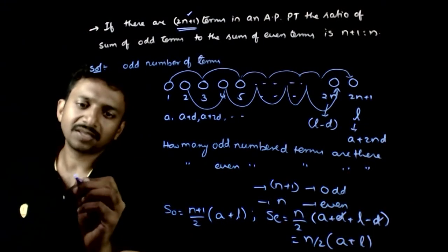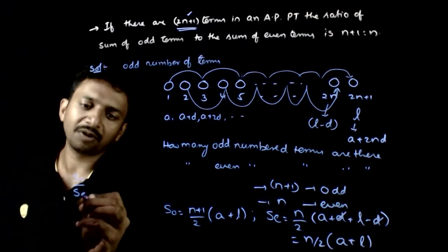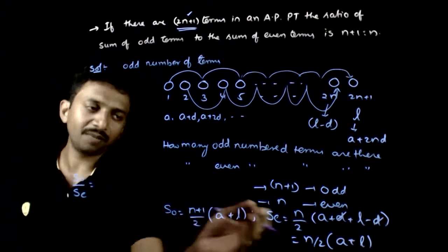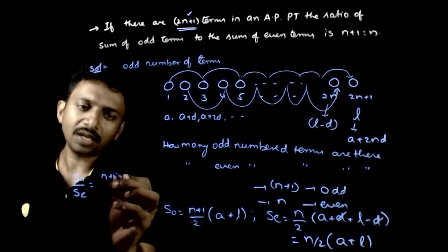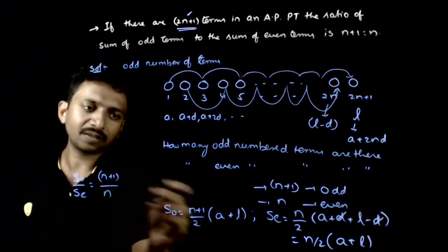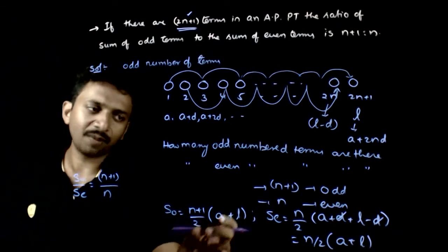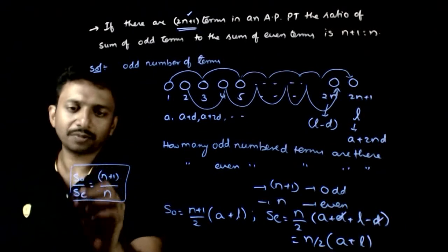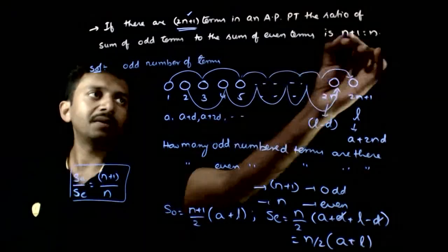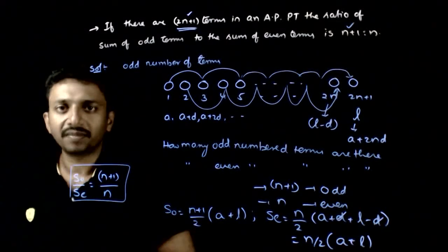So what is the sum of odd terms by the sum of even terms? The sum of odd numbered terms by the sum of even numbered terms is n plus 1 by n, everything else cancels out. A plus L by 2 cancels in both, so you'll get this ratio, n plus 1 is to n. Hence proved. Thank you.